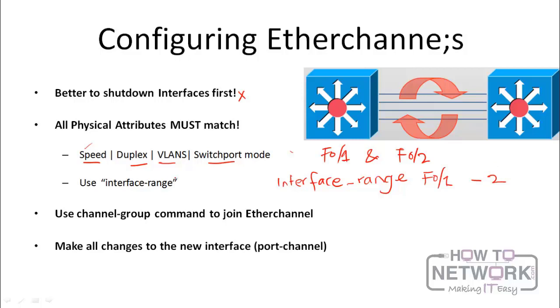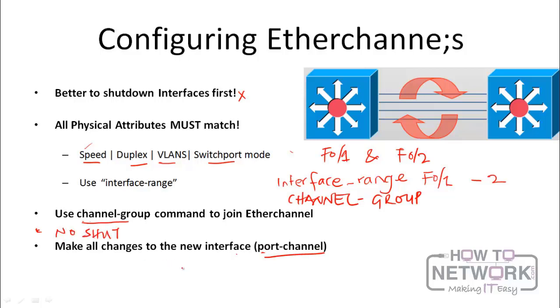When you set the physical attributes and the interfaces are configured, you use the channel-group command. What the channel-group command does is that it actually creates a logical channel and puts the ports in the EtherChannel. So if I use the channel-group command here, it's going to put both interfaces, FastEthernet 0/1 and FastEthernet 0/2, in the EtherChannel, and it's going to create a new interface, which is called a port channel. And of course, you have to bring the interfaces back up, so you no shut the interfaces.